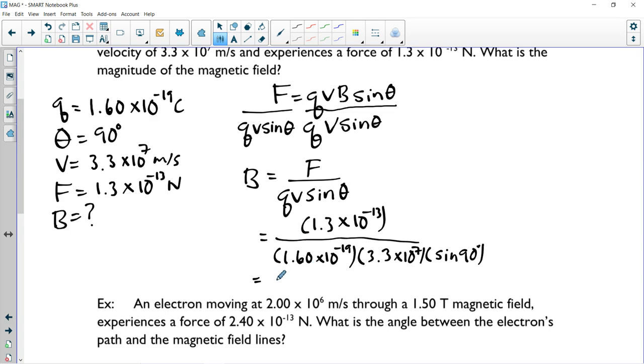So I end up with a field, and we're going with sig figs. We have 2 here. Remember that 90 does not count. We go with 2.5 times 10 to the negative 2 Tesla. All right?